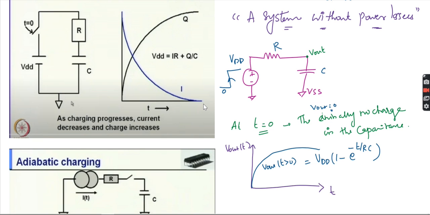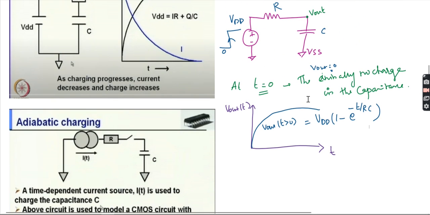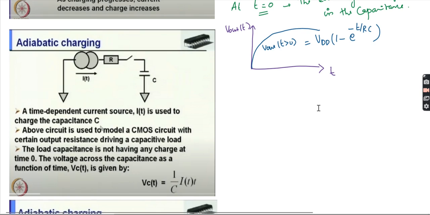Now here we didn't check with the current actually, because we just said at time t is equal to 0. So now let us go with respect to current. So now the current is nothing but I of t. Let us find out how it will be. This is about the voltage. Now what about the current actually here?